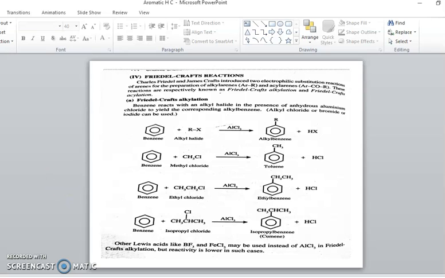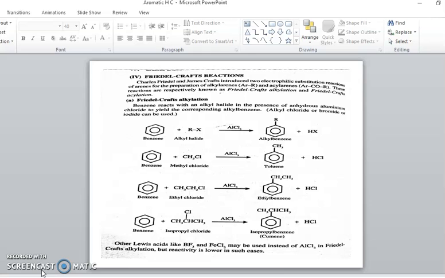Now we discuss the Friedel-Crafts reaction. It involves two reactions. The first one is Friedel-Crafts alkylation and the other one is Friedel-Crafts acylation. Start with the Friedel-Crafts alkylation. What do you mean by Friedel-Crafts alkylation? By which we can produce alkyl benzene.